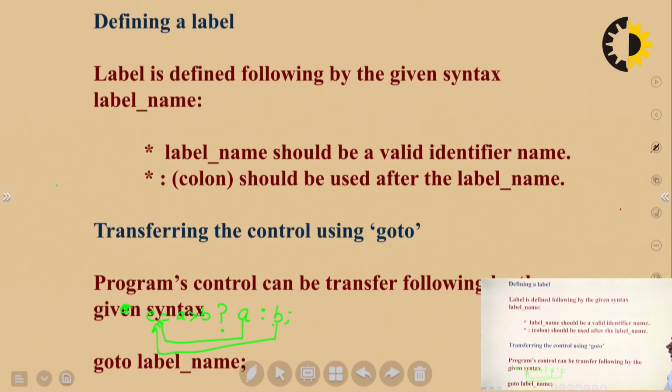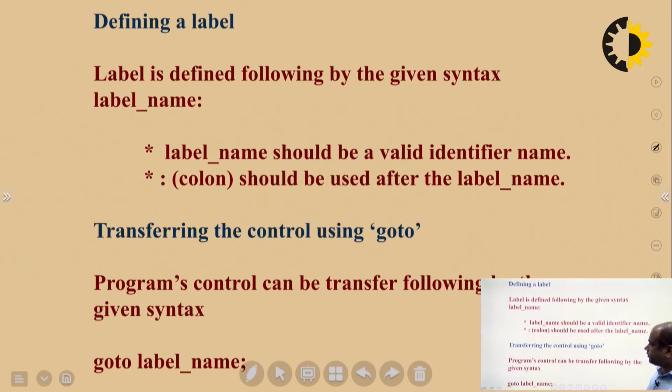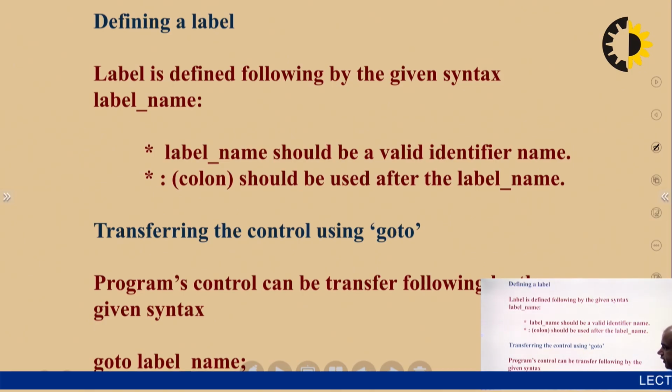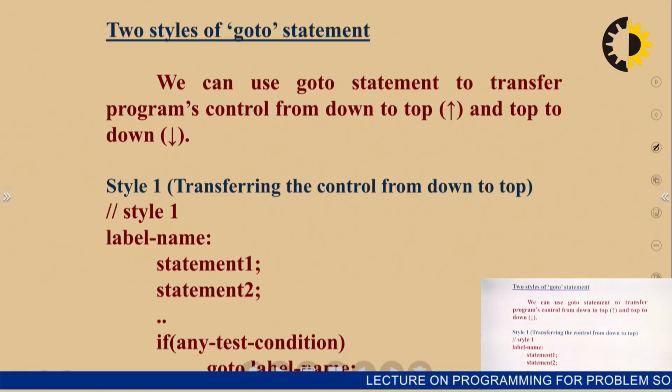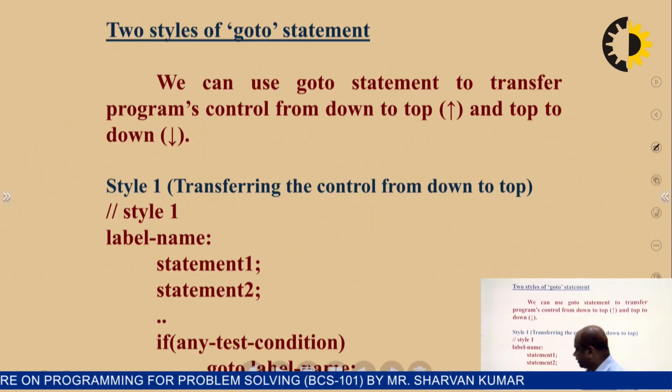Next, a label is defined by the given syntax: a label name. The label name should be a valid identifier, followed by a colon. Transferring the control is done by the given syntax: goto label name. We can use the goto statement to transfer the control from up to down or down to up.